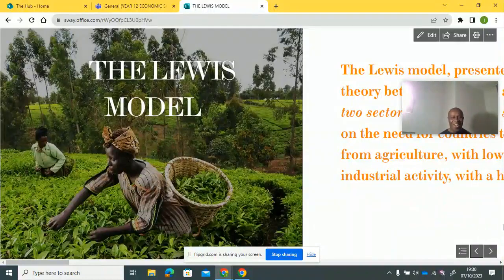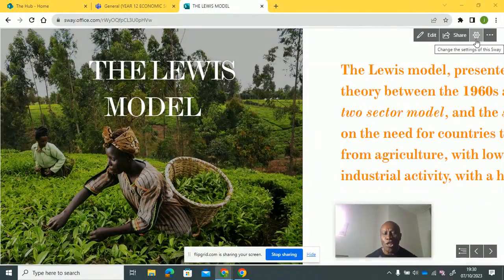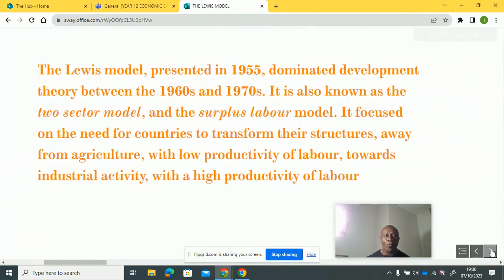Quick economics on the Lewis model. The Lewis model essentially is a strategy aimed towards achieving growth and development. The idea was started by Professor Arthur Lewis in the 1950s and is still relevant today. So what we're going to do is have a quick, brief explanation of how it works and how it can lead to growth or development.